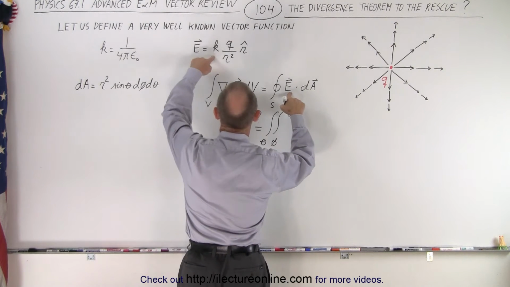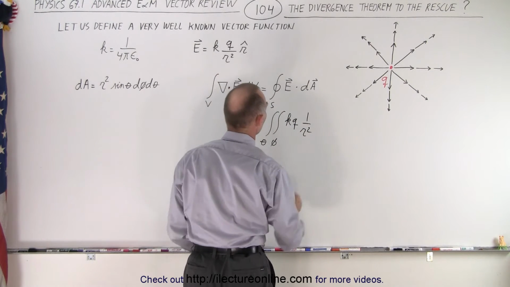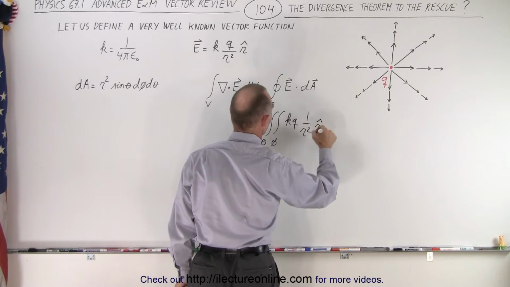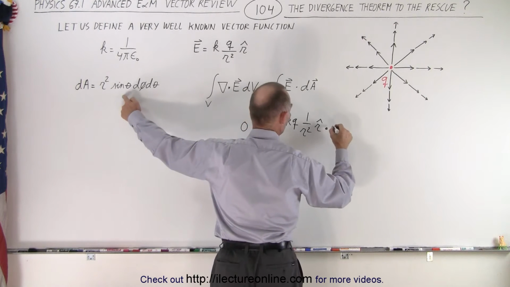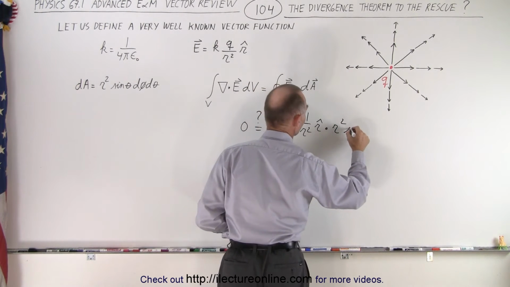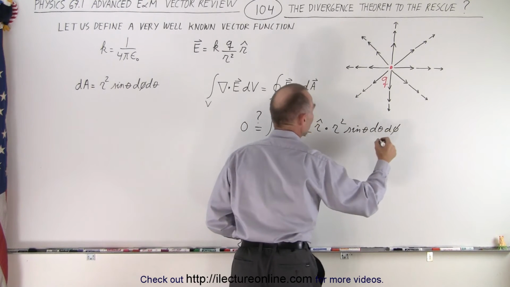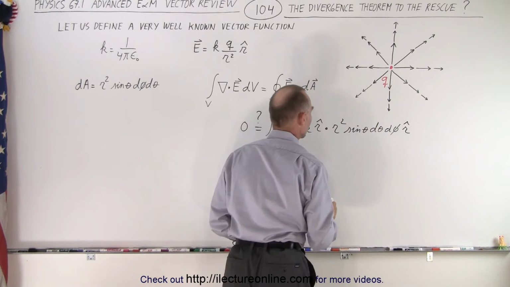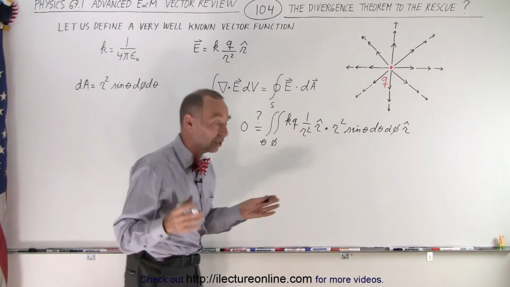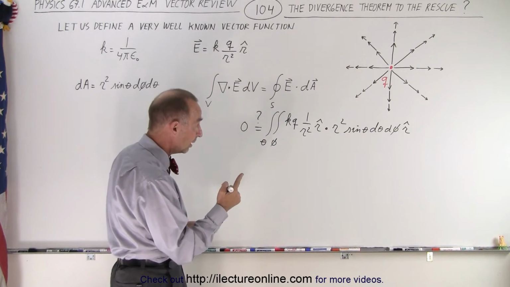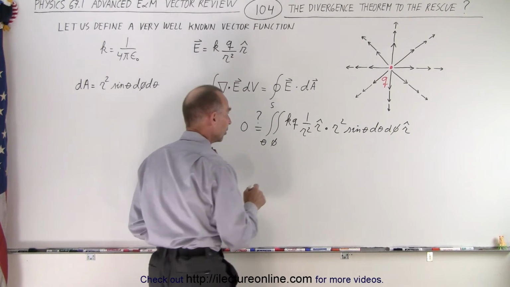And the electric field is right here. That would be k times q times 1 over r squared. And then, of course, that has to be multiplied by the r unit vector. And then we have the dot product times the area element, which is r squared times the sine of theta times d theta times d phi. And that would also be in the radial direction. So notice we have a dot product between two unit vectors, both the same unit vector in the radial direction. So that's r, which is 1, times the cosine of 0, which is 1. And so that gives us the result.